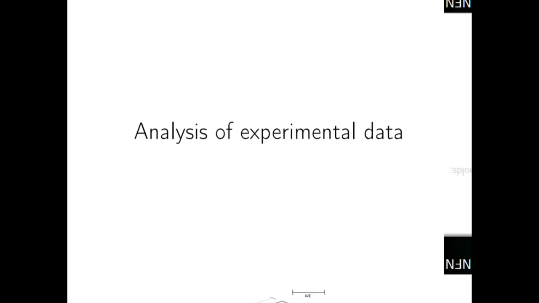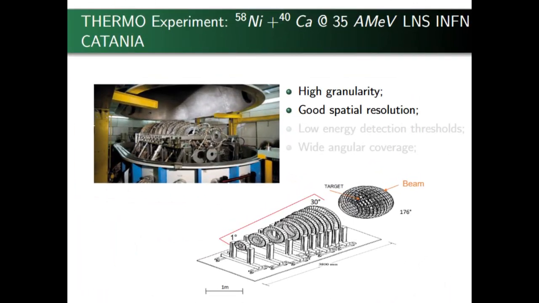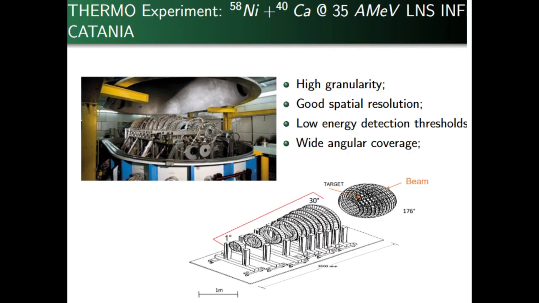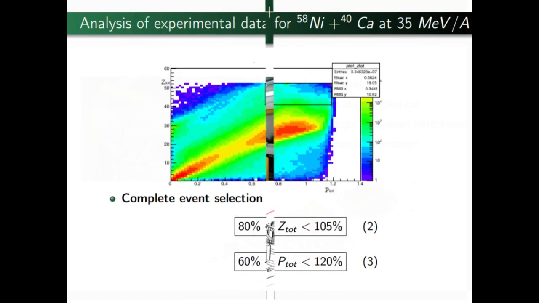Moving on to the data analysis, it's essential to introduce the CHIMERA detector, which was used for the experiment. CHIMERA is a 4-pi detector with high granularity, good spatial resolution, and low energy detection thresholds. The first step in the analysis was the selection of complete events.